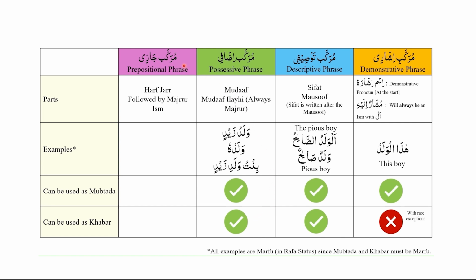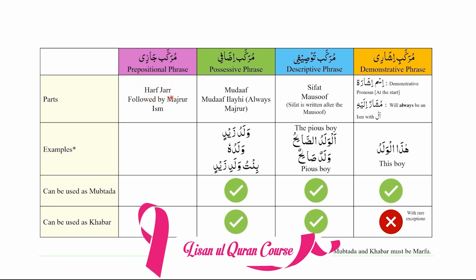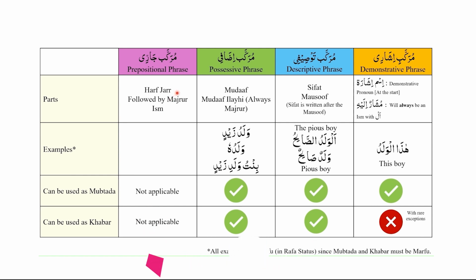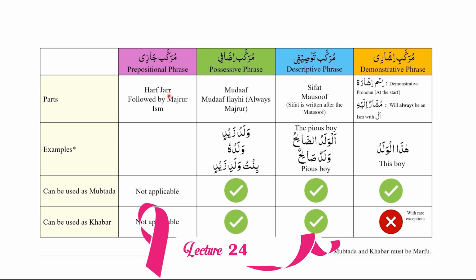Finally, we move to murakkab jari. Murakkab jari or prepositional phrase includes harf jar, which is followed by a majroor ism. Since in the case of murakkab jari we are dealing with harf rather than ism, then the concept of capacity, that is definite versus indefinite, is not applicable.